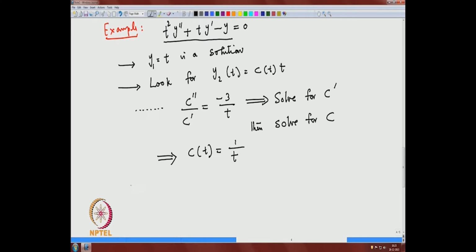So the general solution can be written as follows. C of t you will get as 1 over t square, which will imply your y 2 of t is of the form 1 over t. You can take a constant, that does not matter for independence. So the general solution is C 1 t plus C 2 y 2 of t.